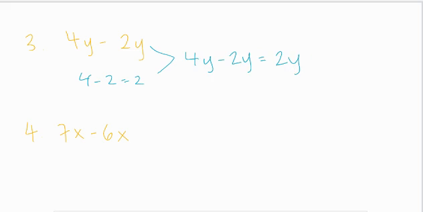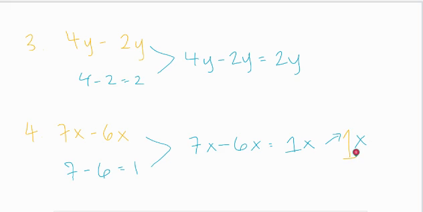In number 4, we know that 7 minus 6 equals 1. So we know that 7x minus 6x equals 1x. And on the SHSAT, you probably won't see 1x. Normally, they just leave it as x. We just know that there is an invisible 1 in front of this x.